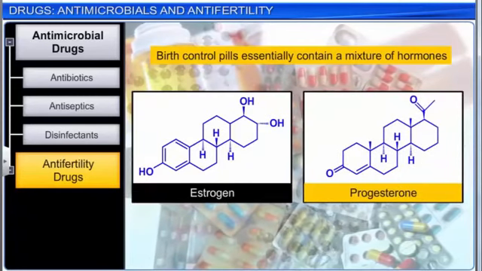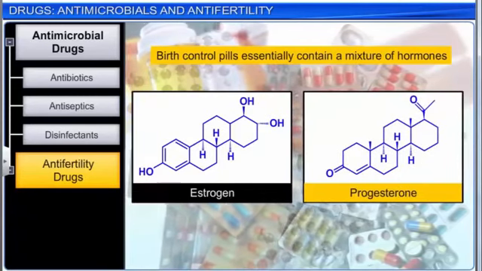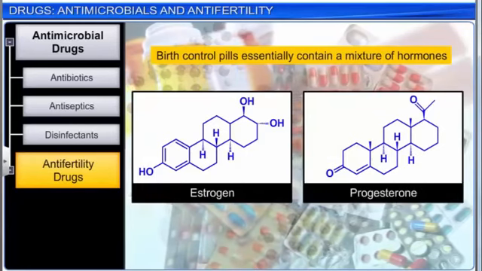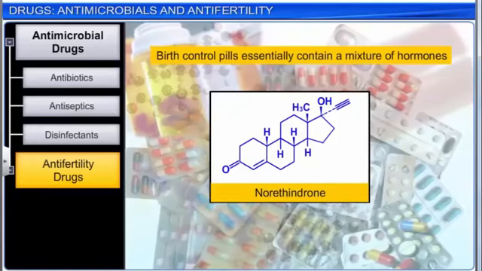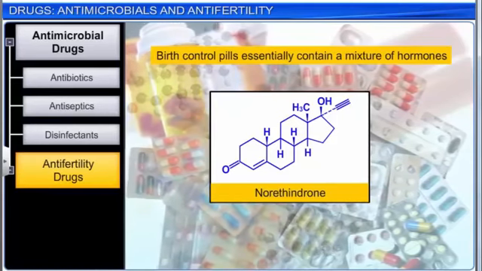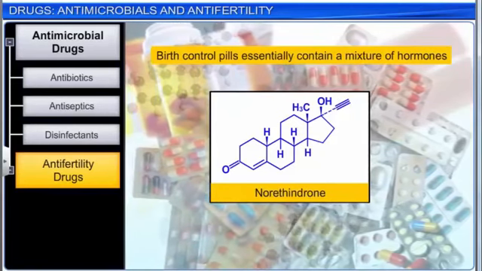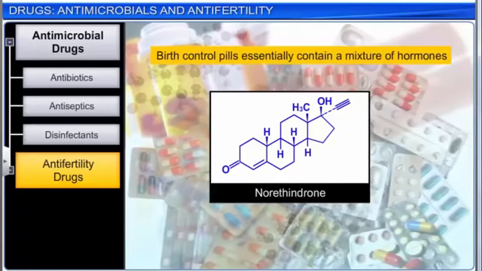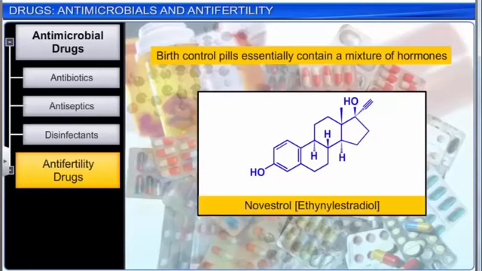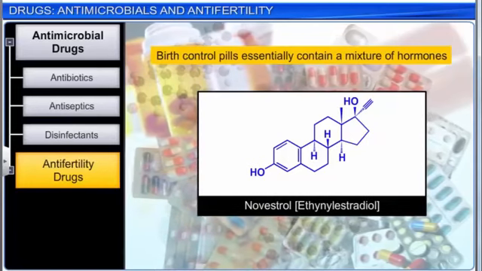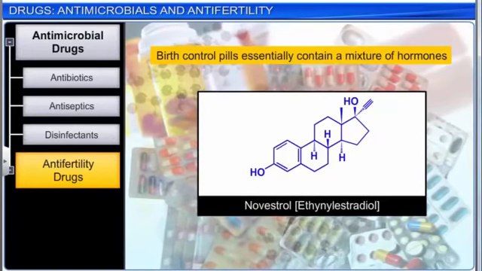Progesterone is known to suppress ovulation. Norethindrone is a synthetic progesterone derivative most widely used as an anti-fertility drug. Another drug, novestrol or ethinyl estradiol, uses an estrogen derivative in combination with the progesterone derivative.